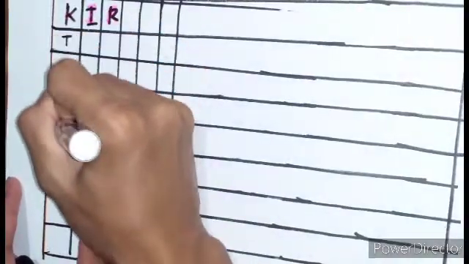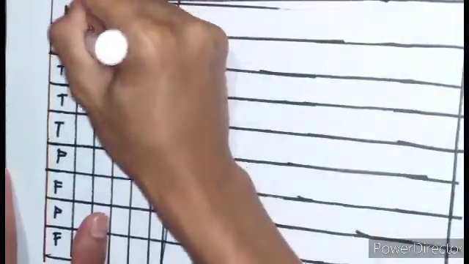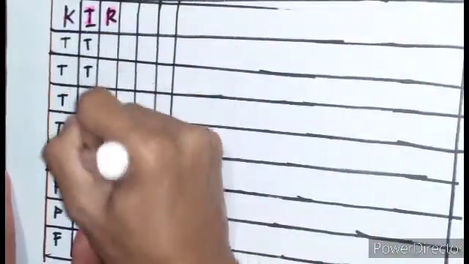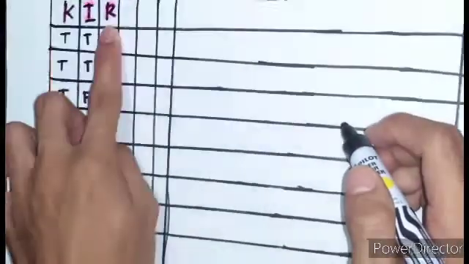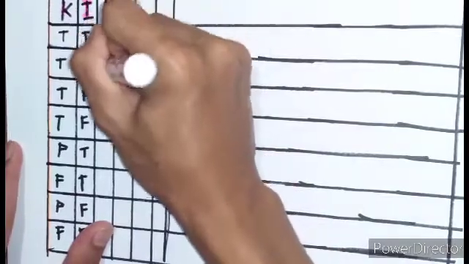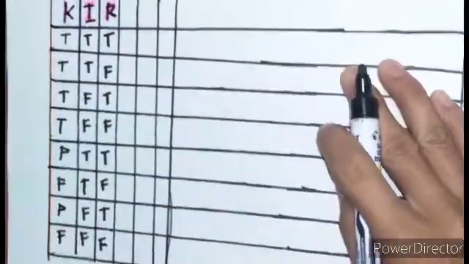So we have 3 variables, K, I, and R. I organized them, the first column with four true and four false. In the second column, 2 true and 2 false, and so on: true, false, true. And R in the third column is true, false, true, false, true, false, true, false.